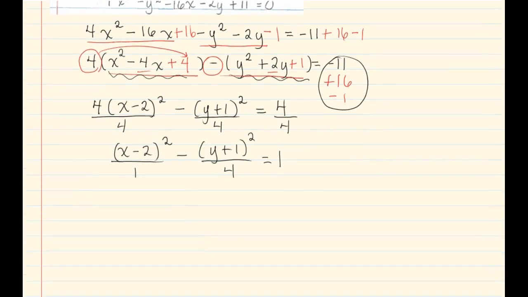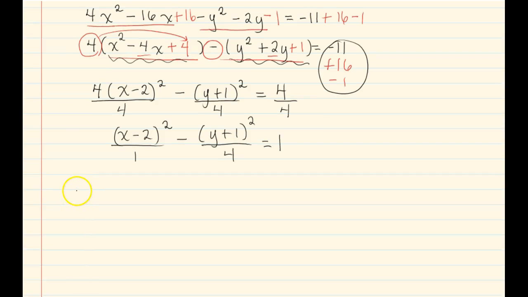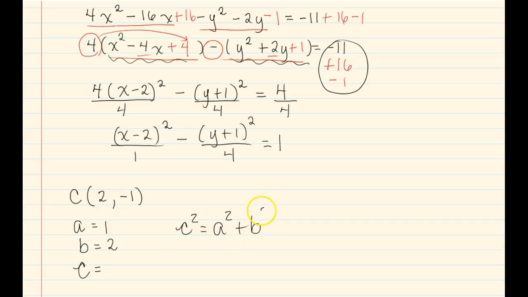Before we do that, let's get our information that our center is located at 2, negative 1, that our little a is equal to 1 because it's listed first, little b is equal to 2, and little c is related to a and b by c squared is equal to a squared plus b squared. So c squared is equal to 1 plus 4, which is 5. So little c is the square root of 5. Since we're graphing, we can approximate that to 2.2.